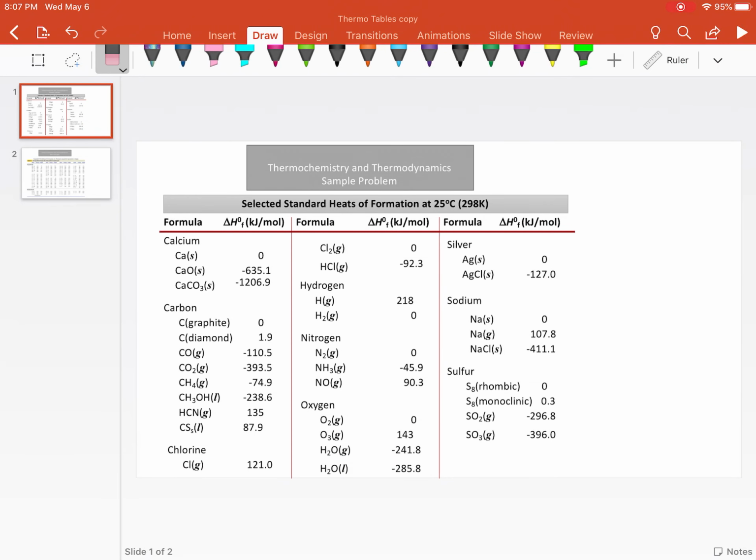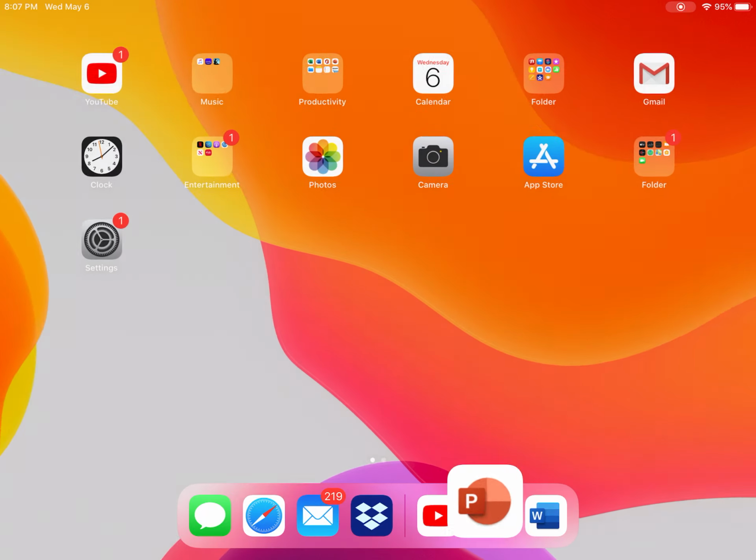All right, here's our PowerPoint for our thermochemistry table. This is the first one that we're going to use. We've got two tables. Let's look for carbon dioxide. Is it on here? It is, and in fact, it's in that gaseous form. So negative 393.5. Let's go write that down.